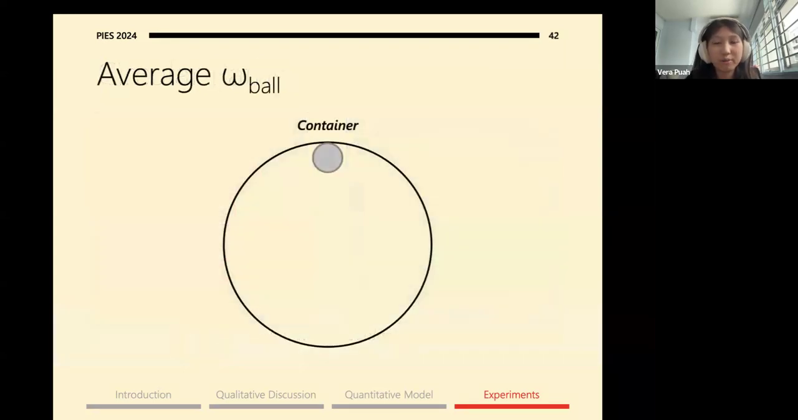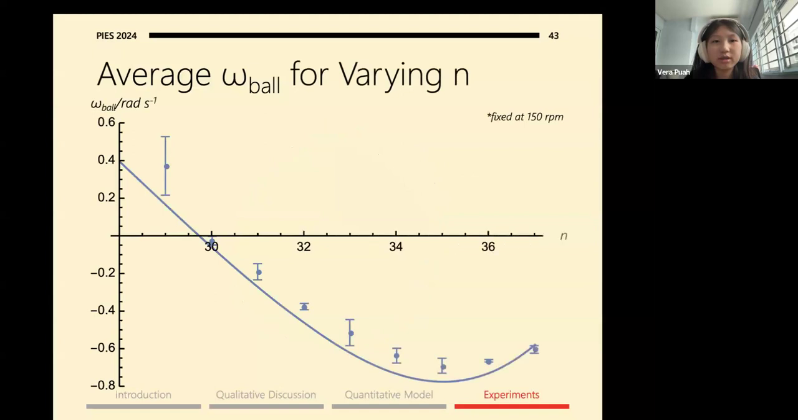So another parameter we want to look at is the average rate at which the ball actually makes a revolution around the container. What I've done is essentially looked at the angle that it traverses over a certain period of time and then taken the time average. So I have this graph for the average omega ball for varying n.